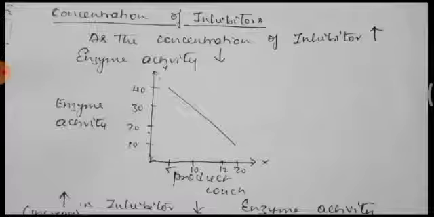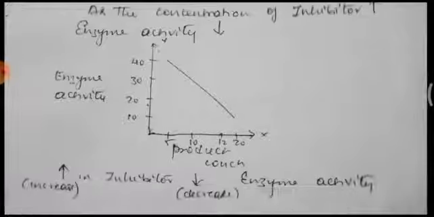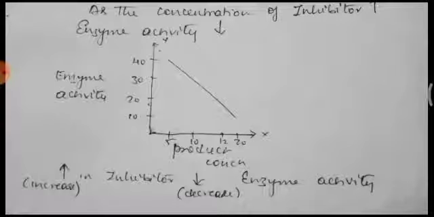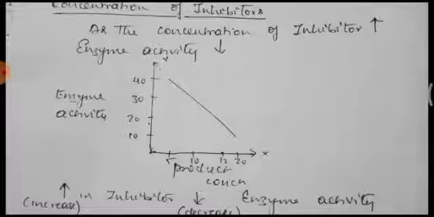You can put a graph with 10, 20, 30, 40 on the y-axis. If you increase the concentration of inhibitor on the x-axis, which is shown as product but is actually inhibitor, you can see the enzyme activity also decreases. So increase in inhibitor decreases the enzyme activity. Hence, the inhibitor also plays a very important role in the enzyme velocity or rate of reaction.